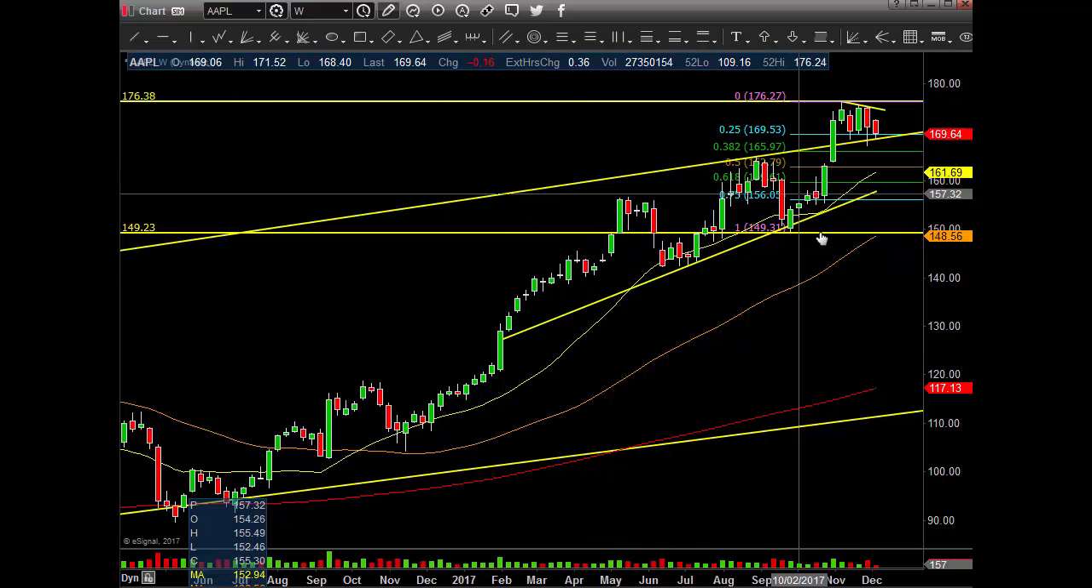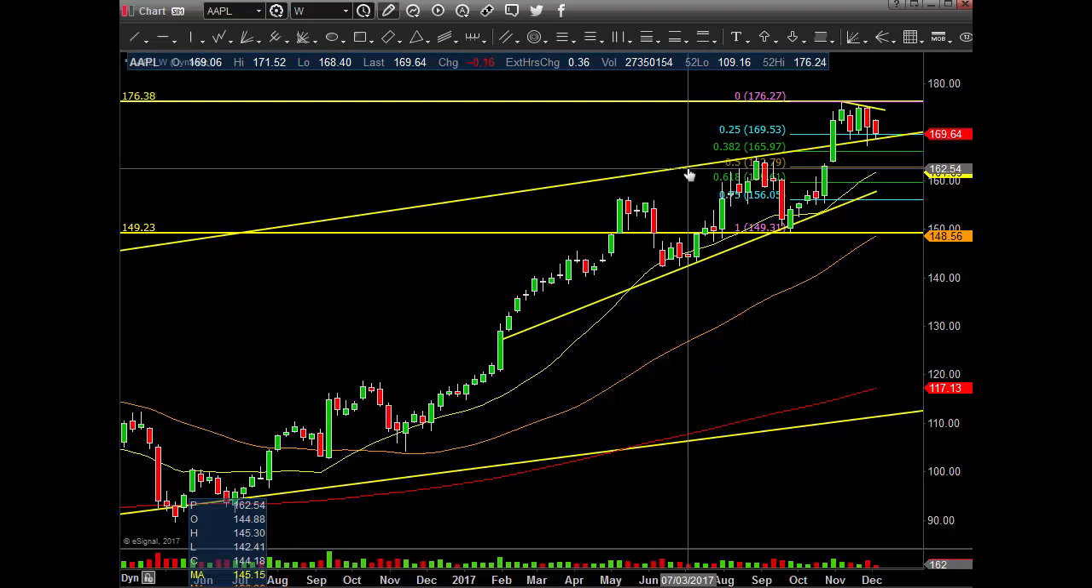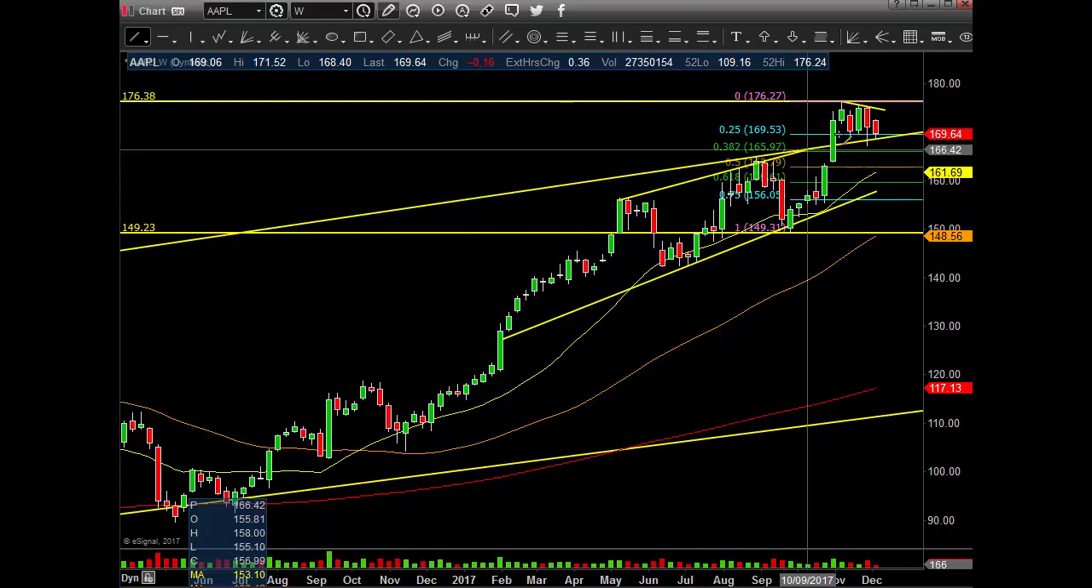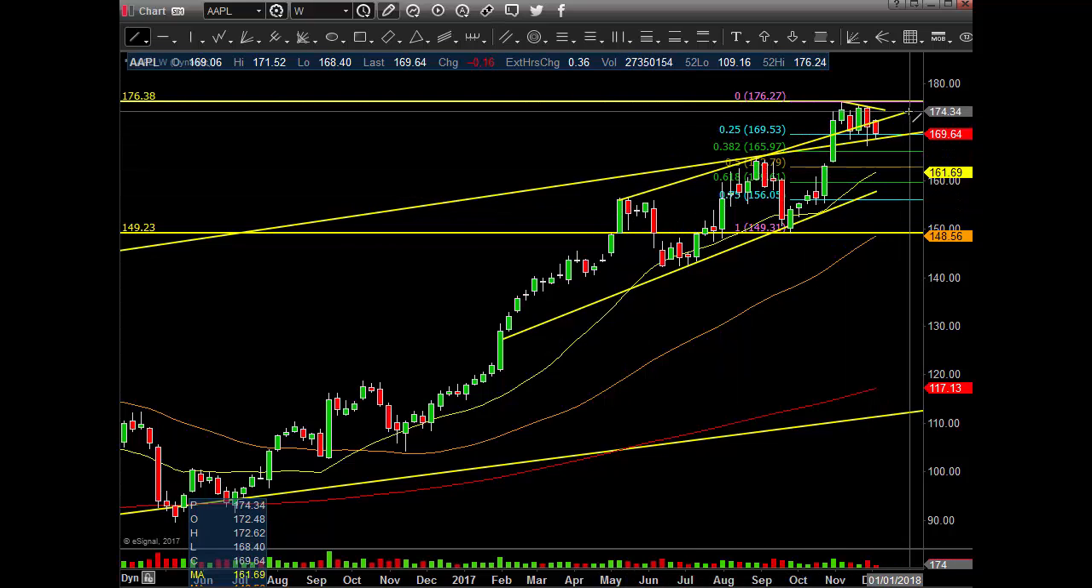But here, look at this pattern too. Chopping around, chopping around. Nice. You know what? I like that. Look at that one too. This is more short-term stuff. So there's your little trend line. I don't like upsloping trend lines, but look at that.